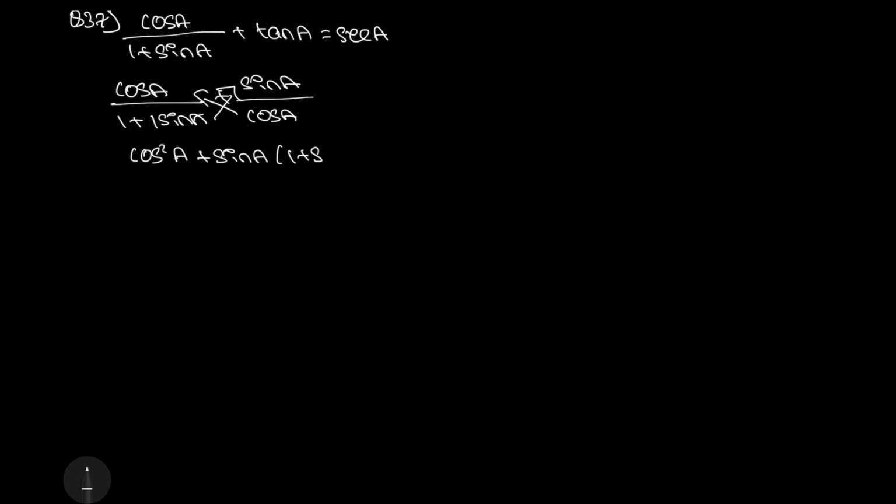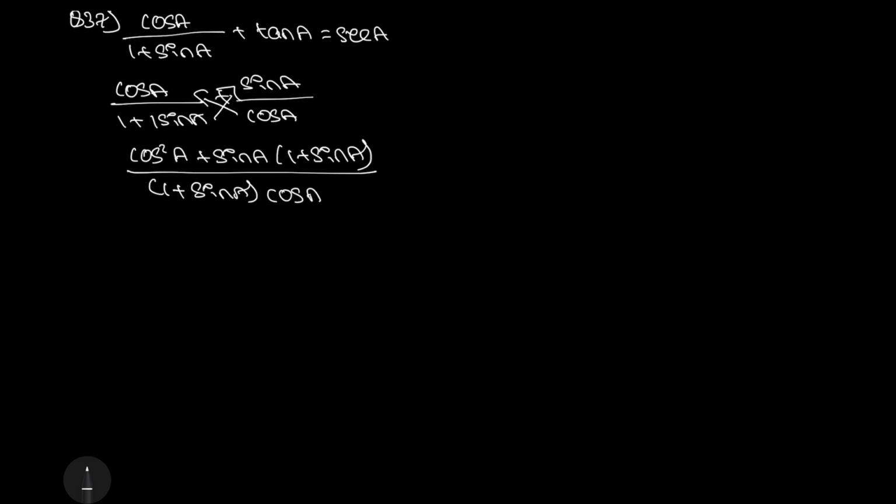Next, question number 37 we have. Convert the tan in terms of sin and cos first. This first term remains the same, cos A by 1 plus sin A, and the tan can be written as sin A by cos A. Now take the LCM of these two denominators, that is nothing but cos multiplication we will do. Cos square A plus sin A into (1 plus sin A), and in the denominator we'll get the product of the two denominators, that is (1 plus sin A) into cos A.